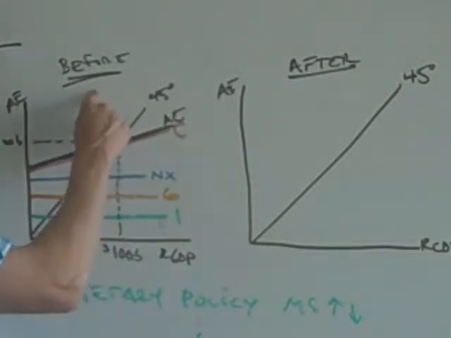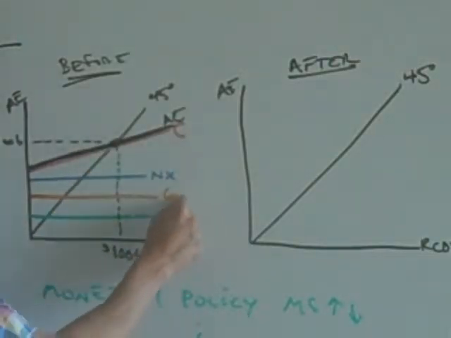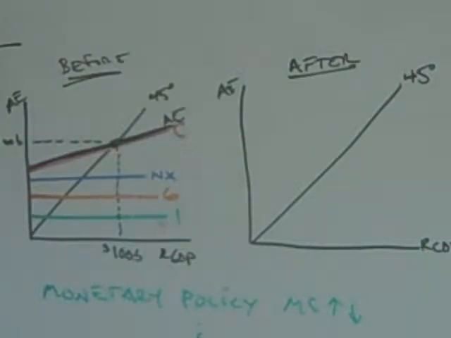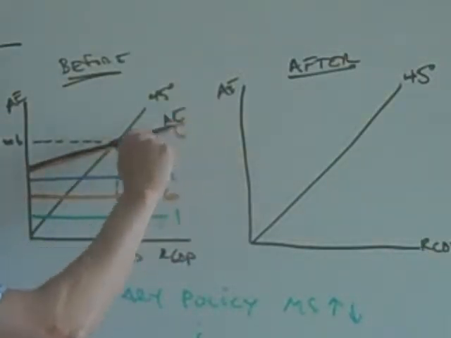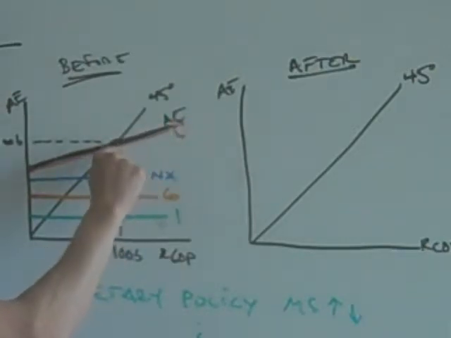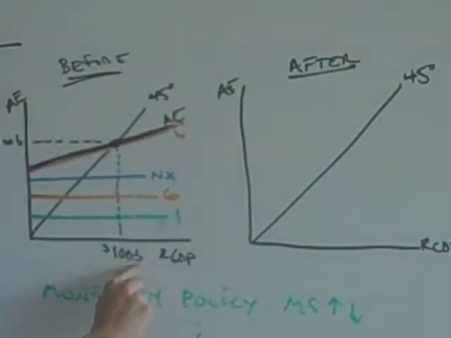So here's before, and we know we have C plus I plus G plus NX. That's our 4 pieces per the expenditure approach. We stack them all up like a sandwich, and we draw a line across the top, and that gives us our AE curve. And wherever that AE curve crosses the 45-degree line, that's macroeconomic equilibrium. In this case, it's going to be $100 billion.